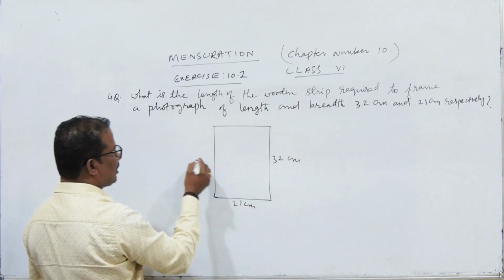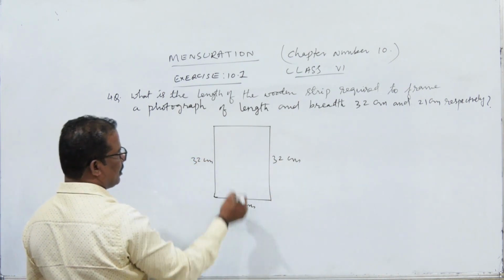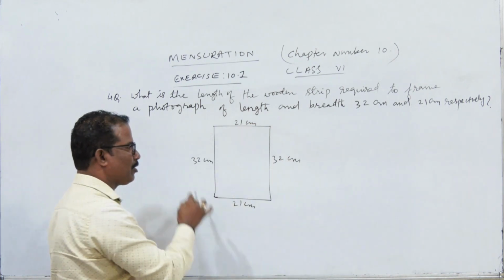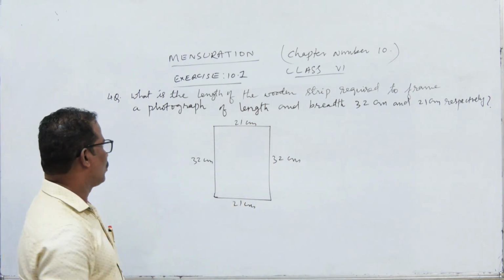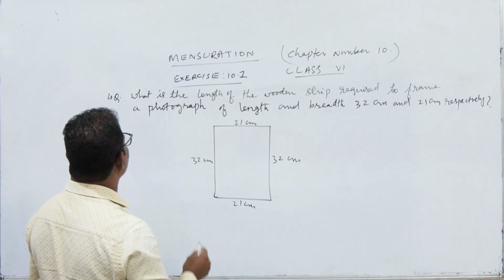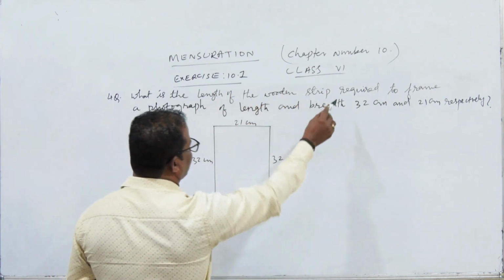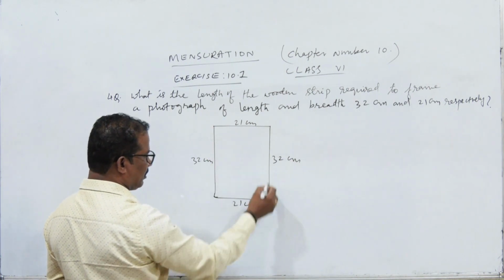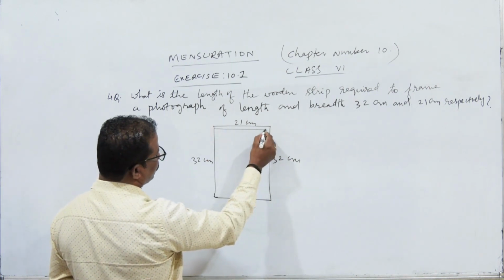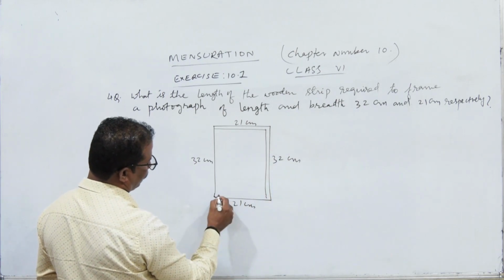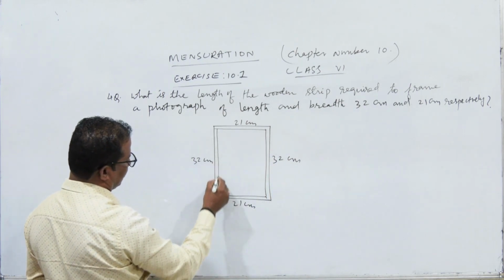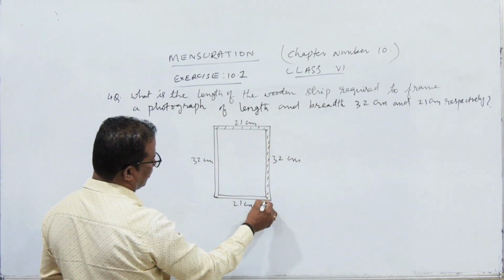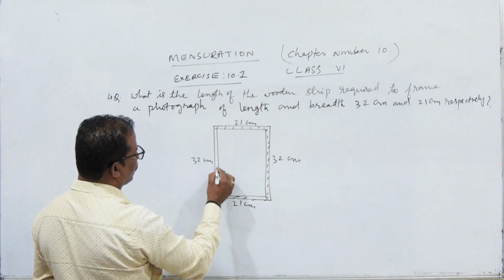That means if it is 32, then the opposite side is also 32, and it is 21, this side is also 21. So this will be the shape of the frame of a photo. What is the question here? What is the length of the wooden strip required? Wooden strip means patti, the strip of wood. The wooden strip will be applied along this boundary. So like this, this will be the wooden strip.